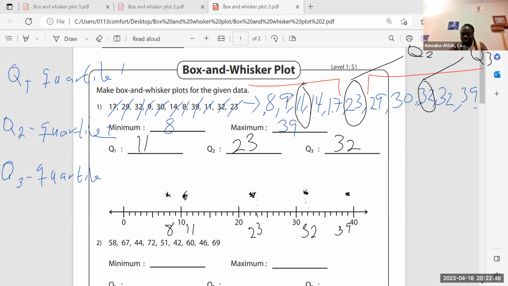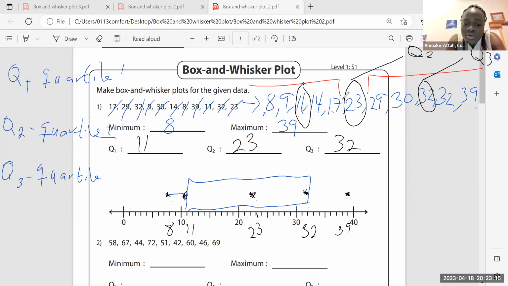Now, guys, when you finish, what do we do? We now connect the points and form our box. So now let's connect our points. You remember that the first dot represents our minimum value. So we connect the minimum value to the Q1 like this. Then we form our box from the Q1 to the Q3 like this. You guys should make it straight. My line wasn't straight, pardon me, but you should be able to make yours very straight.